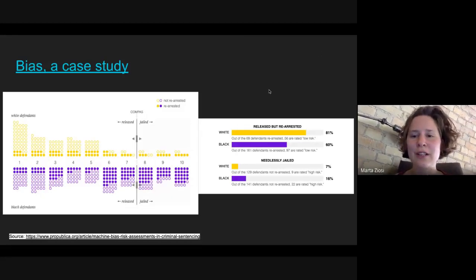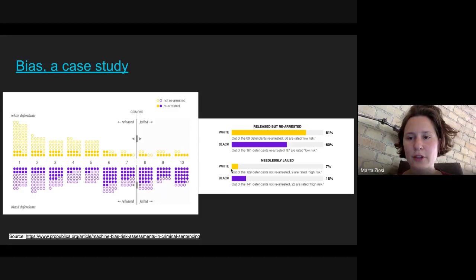If we move around the arrow, let's see what COMPAS is doing here, right? This needlessly jail is what we wanted to minimize. When we use the threshold between 7 and 8, basically we are treating whites twice as well as blacks. We're twice as likely to needlessly jail a person of color with this threshold, which is what we wanted to minimize. Now we are basically twice as likely to put a person of color in jail than a white person.